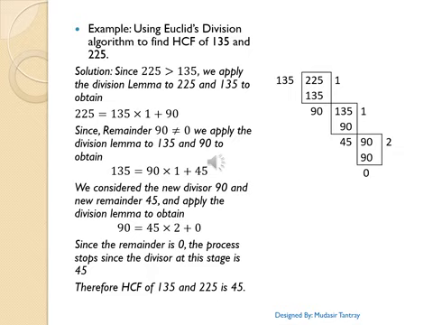We consider the new divisor 90 and the new remainder 45 and apply the division lemma to obtain 90 is equal to 45 into 2 plus 0. Since the remainder here is 0, the process stops. Since the divisor at this stage is 45, therefore the HCF of 135 and 225 is 45. Move on to the next slide.